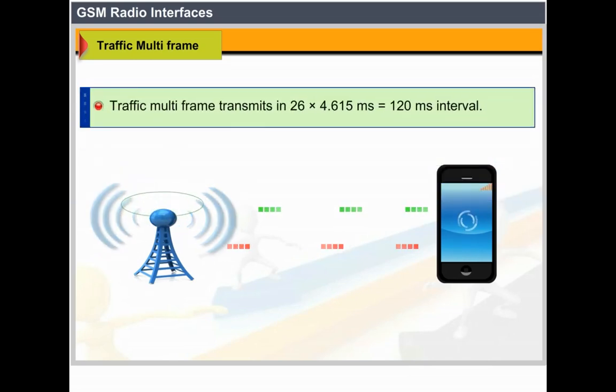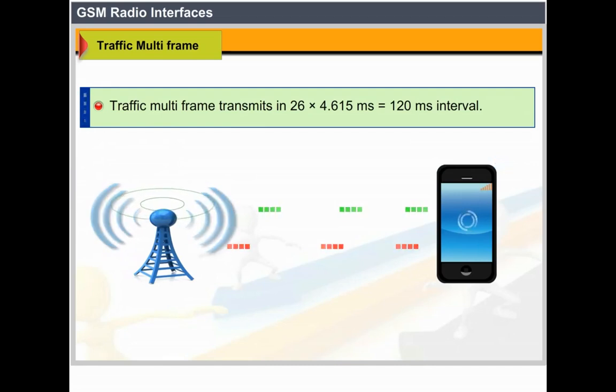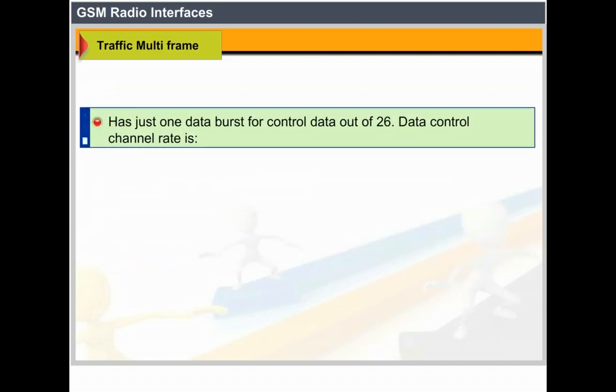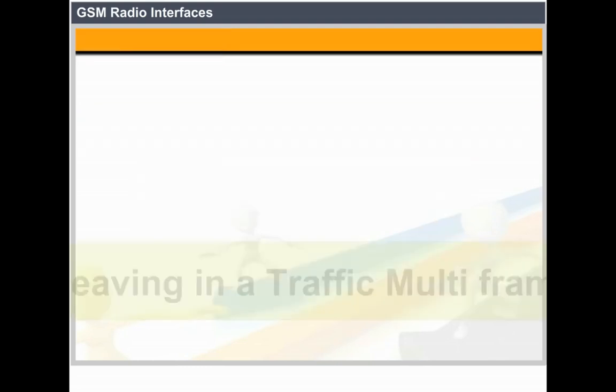A traffic multi-frame transmits in 26 × 4.615 ms, equal to a 120 ms interval. It has just one data burst for control data out of 26. The data control channel rate is 1/26 × 24.7 kbps, equal to 950 bps.